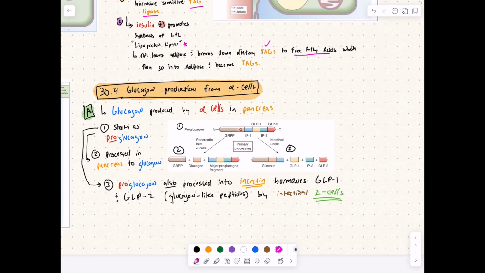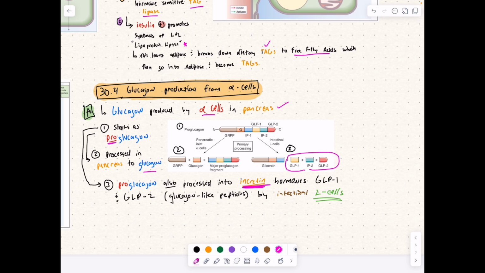All right, then we're now on to glucagon. Remember BAD: B and beta cells, which produce insulin, and A, alpha cells, which produce our second hormone we care about, which is glucagon. So alpha cells in the pancreas start with proglucagon, and then it gets processed into glucagon in the pancreas, and proglucagon is also going to be processed into incretin.